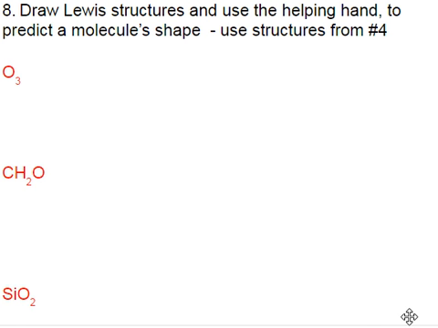Okay, so it says draw Lewis structures and use the helping hand to predict the molecule's shape. And just as a hint, we drew these structures back in number 4. So I'm just going to draw them in real quickly again, instead of taking the time to go through the process. So O3, if you don't remember, needed 1 double bond, 1 single.